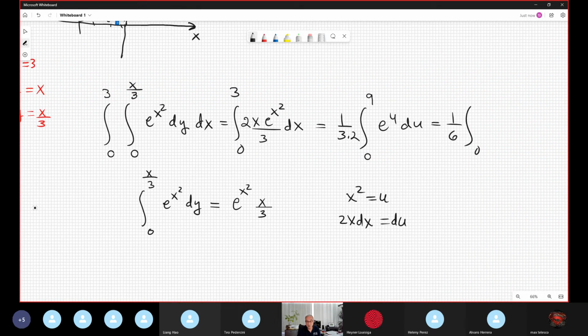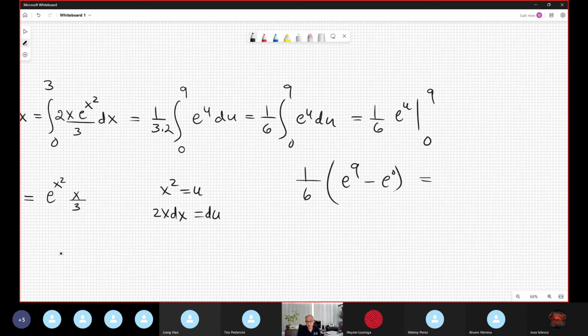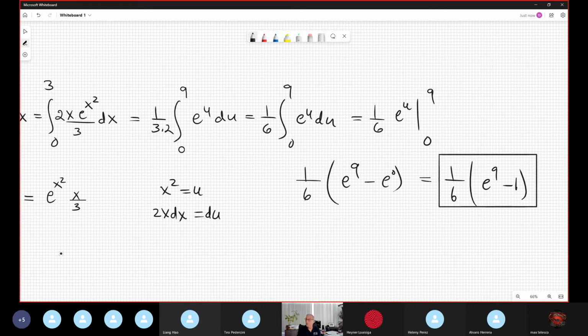1/6 integral from 0 to 9 of e to the u du. E to the u is the nice function whose antiderivative is the same. It's 1/6 e to the u evaluated between 0 and 9. So 1/6 times parentheses e to the 9 minus e to the 0. E to the 0 is 1, so 1/6 times parentheses e to the 9 minus 1. End of the story. We finish.